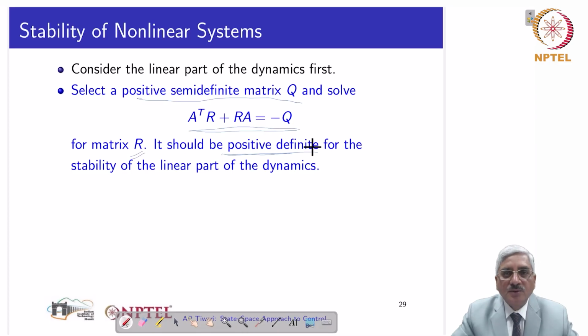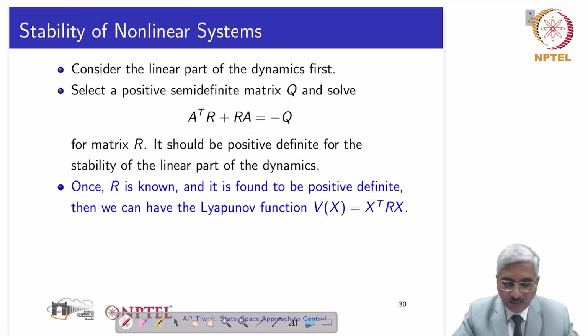If it is not, then as I told, the linear part of the dynamics will be unstable, and so the nonlinear will anyway be unstable. So once we get a positive definite R, then we also get a Lyapunov function. This is the ease. I was telling earlier in this lecture that it is very difficult to find a good candidate which is a Lyapunov function.